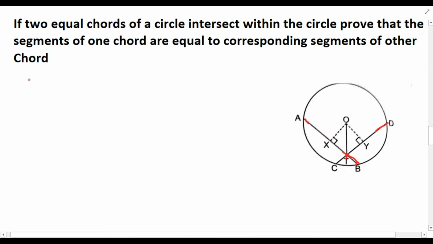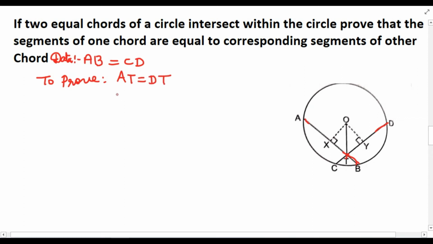That means we need to prove two things. The only data they have given is that they are equal chords, that is AB is equal to CD, and they intersect at the point T. What we need to prove is that the segments of one chord are equal to the segments of the other chord. That means we need to prove AT is equal to DT, that is the first thing we need to prove.